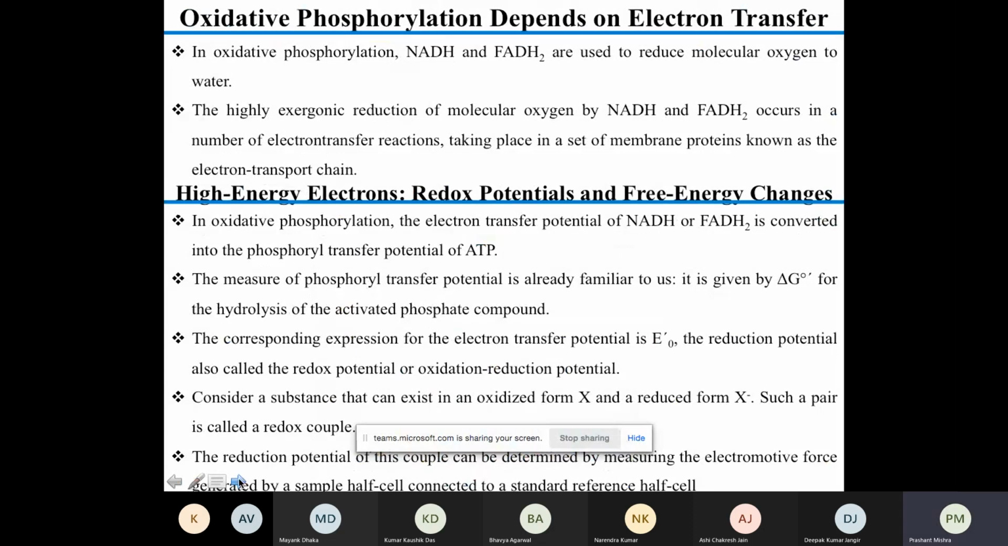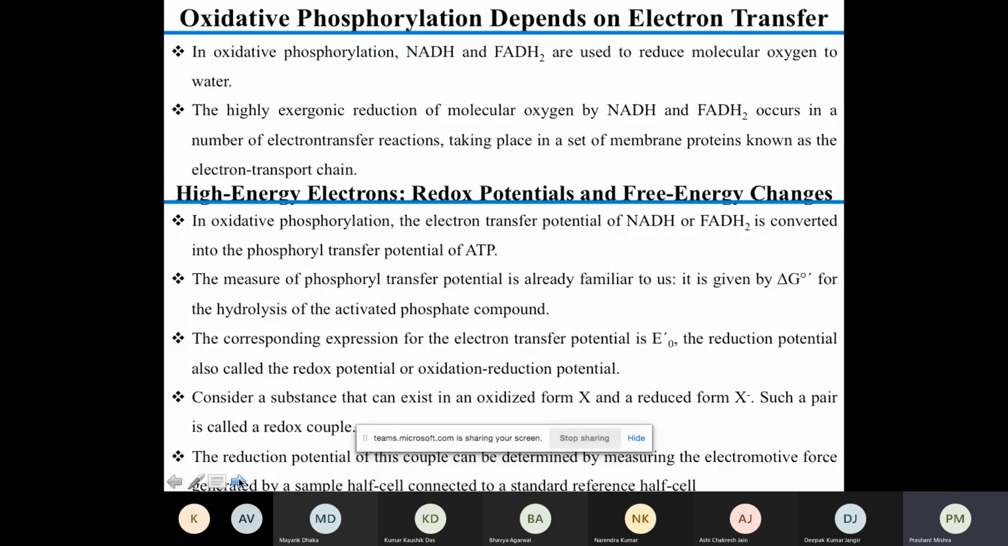So in oxidative phosphorylation, NADH and FADH2 are used to reduce molecular oxygen. It doesn't happen in one step. It is a several step process, and that is what we will be talking about. The highly exergonic reduction of molecular oxygen by NADH and FADH2 occurs in a number of electron transfer reactions. We will individually talk about these electron transfer reactions, which take place in a set of membrane proteins known as the electron transport chain.